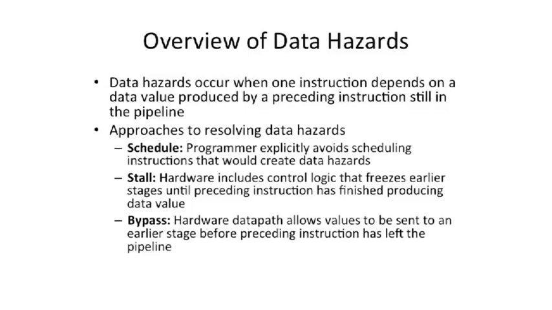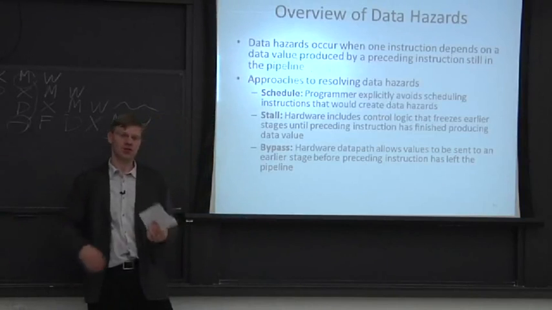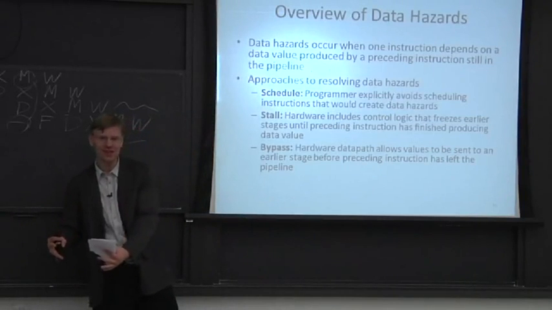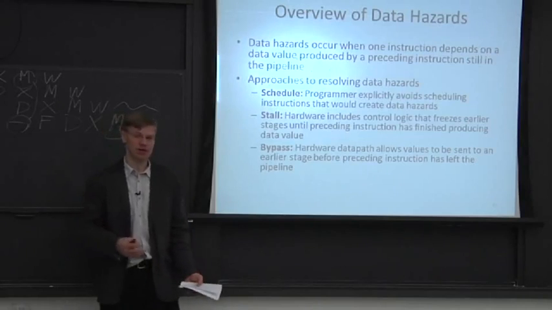Another solution is you can bypass. An example of this is you can add extra hardware to your data path. And the extra hardware is going to send the value as soon as it gets created. So you may not have to wait for it to get to the end of the pipeline. If the data value gets made early, you can just forward that to an instruction which needs it, but that adds extra hardware and complexity to your design.